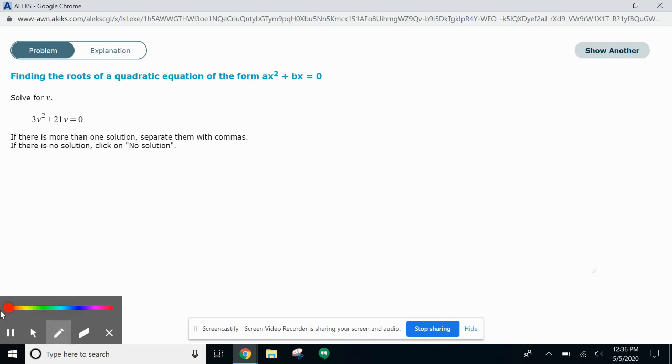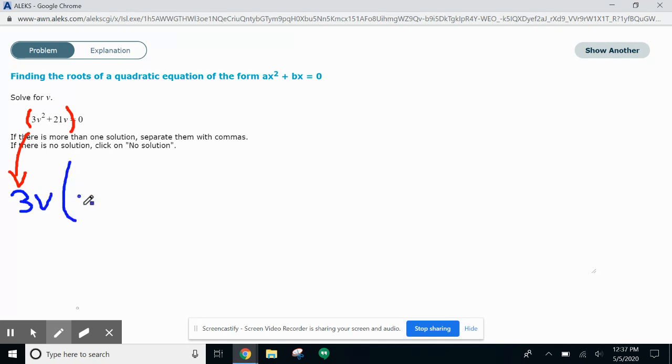So if you notice, there's not three terms here. So we can actually kind of take some of these out here. And if I put a parentheses on this, I can factor a term out. So both of these have v, and both of them are divisible by 3. So now I'm going to put 3v here, and inside the parentheses, I'll have v plus 7.